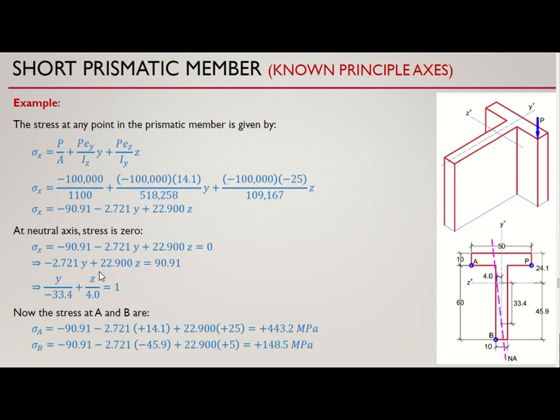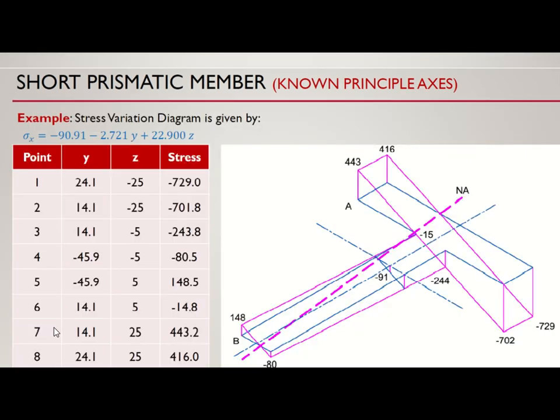Now we need to take the distance from the neutral axis to point A and point B. We just put the distances in y and z, so we get the value of the combined stresses. Here is a clear view, and it is our general equation. We just need to find the distances y and z, and automatically we calculate the stresses.